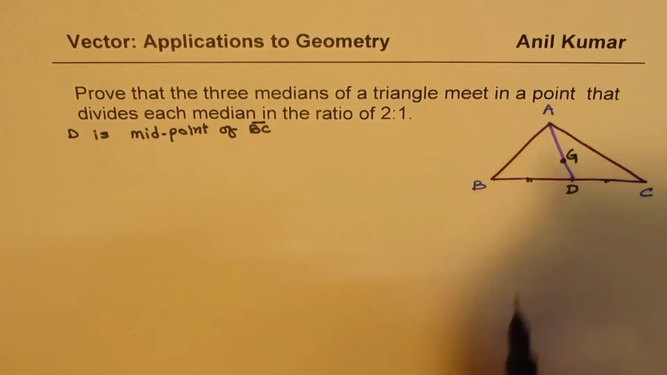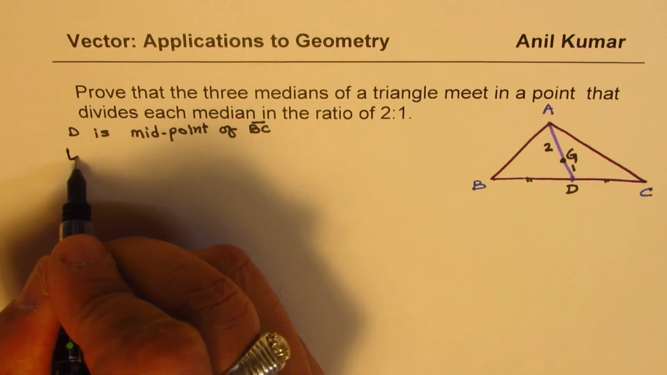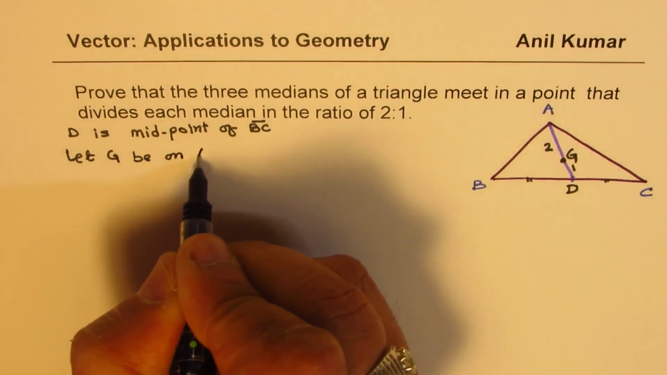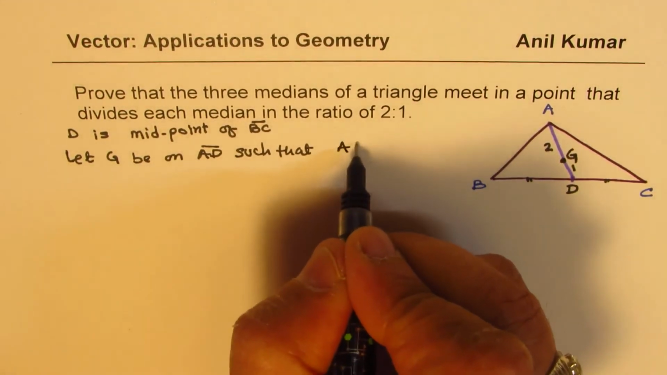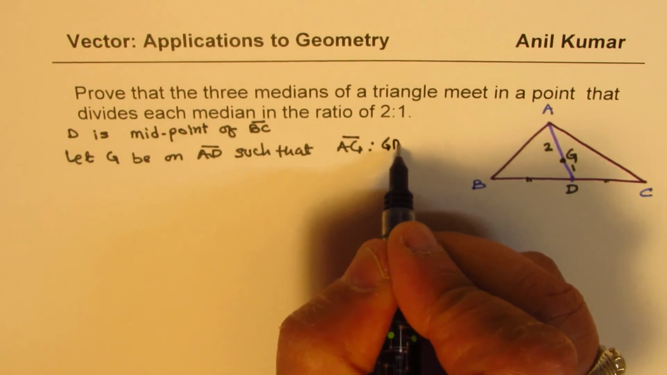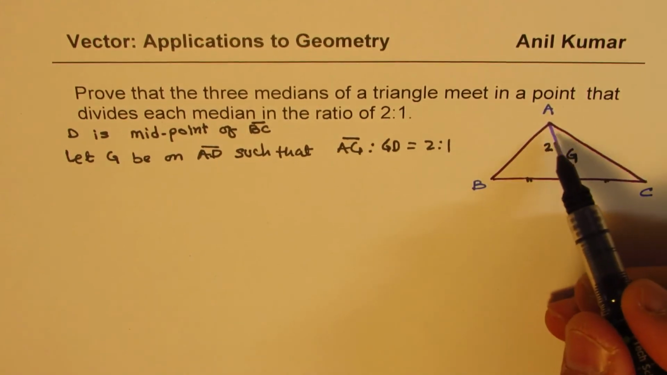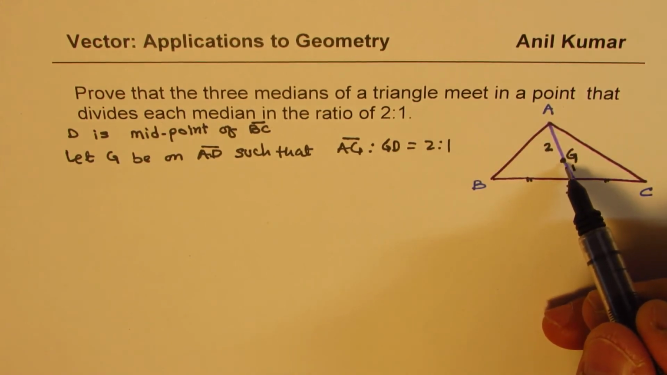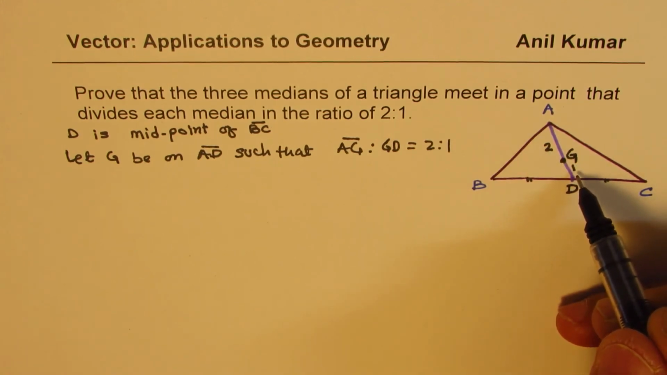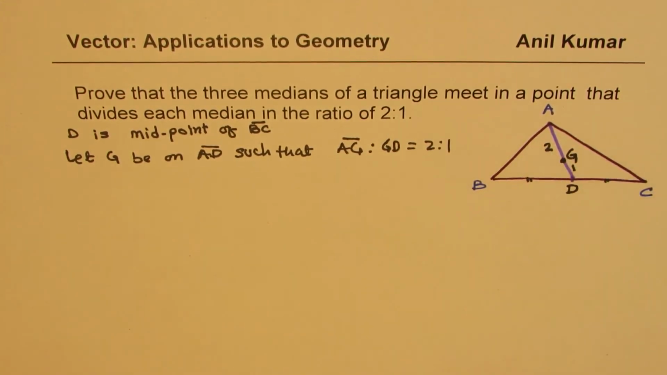Now we'll take a point G so that AG and GD are in the ratio of 2:1. You get an idea. So let G be on AD such that AG is to GD equal to 2:1, right? I'm not saying this is the point where the medians intersect or this is the centroid, but I'm just taking a point G, right? And I'm joining A to the midpoint. Now on that median, of course AD is a median, we have a point G which divides AD in the ratio of 2:1. Okay? What we need to prove here is that for all such medians that G point is common. This is what we need to prove.